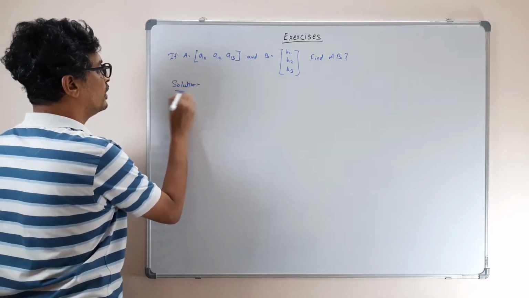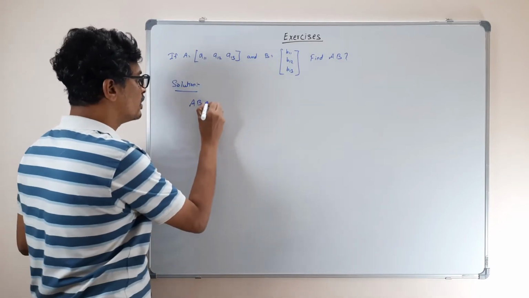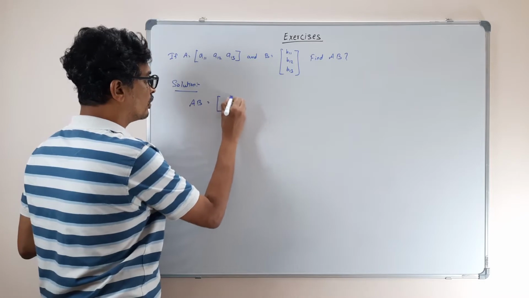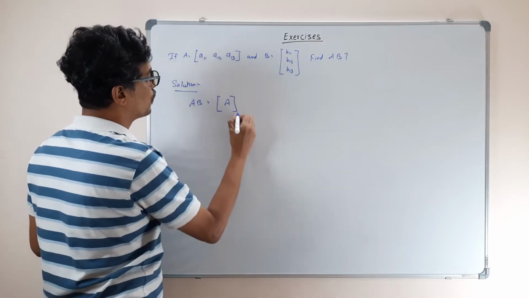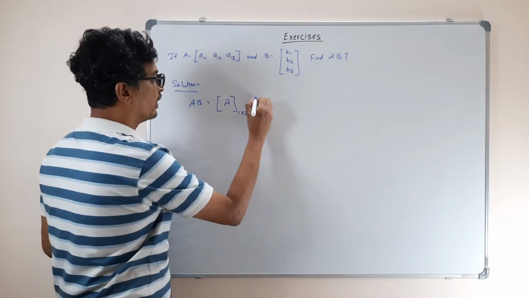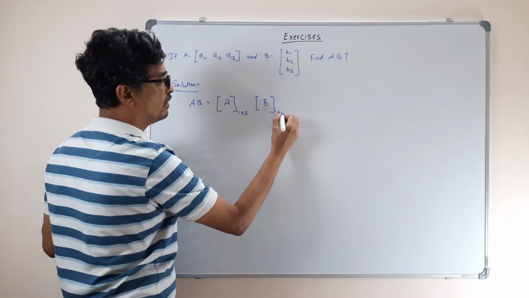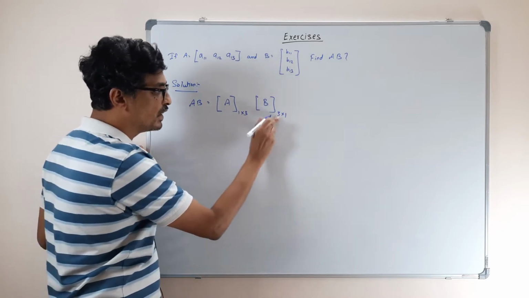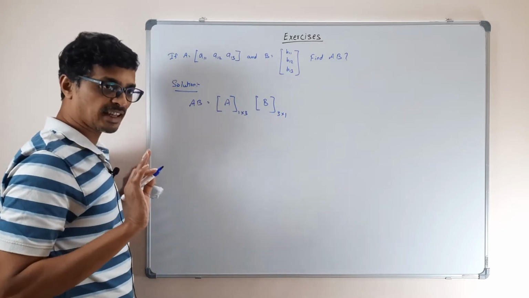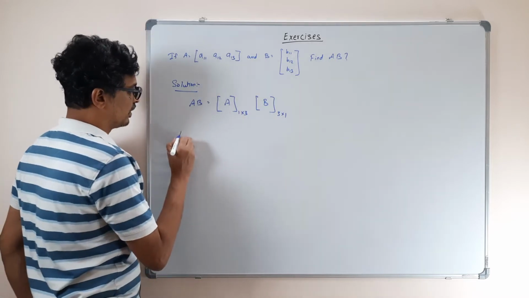What do you want to find? AB, correct? So let us write. What is the order of A? The order of A is 1 cross 3, 1 by 3. And the order of B is 3 by 1. Okay, so these both are equal. So then we can multiply this matrix. Okay, so let us do that.